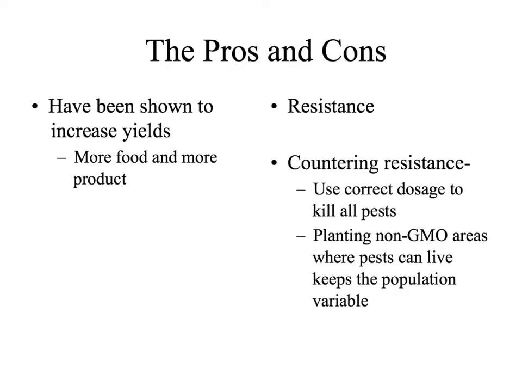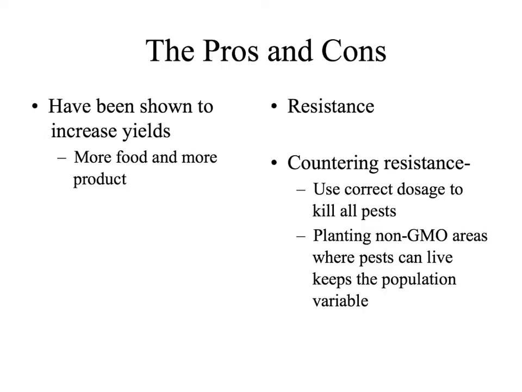Some of the downsides of this type of GMO is resistance. Some insects evolve resistance to the Bt crystals, just as bacteria evolve resistance to antibiotics. However, many measures have been put into place to counter this resistance.